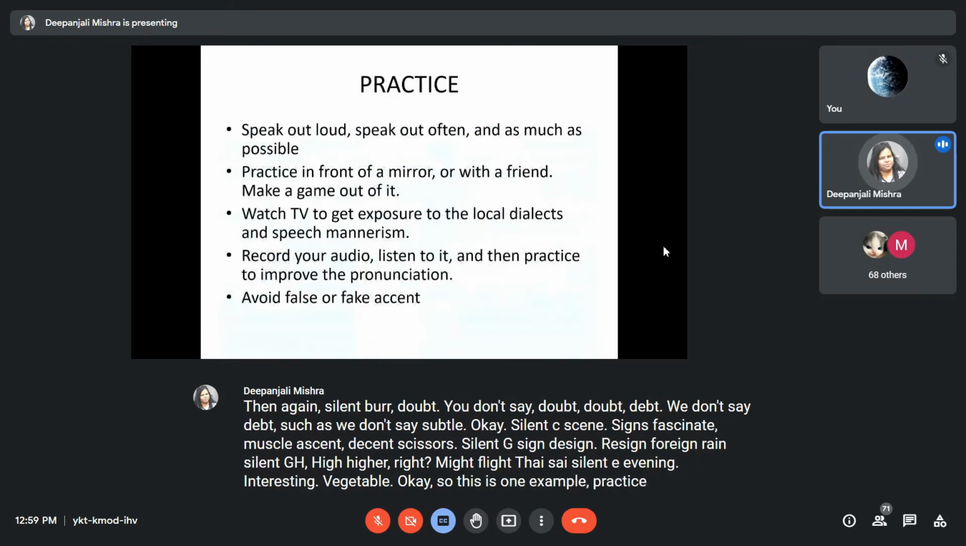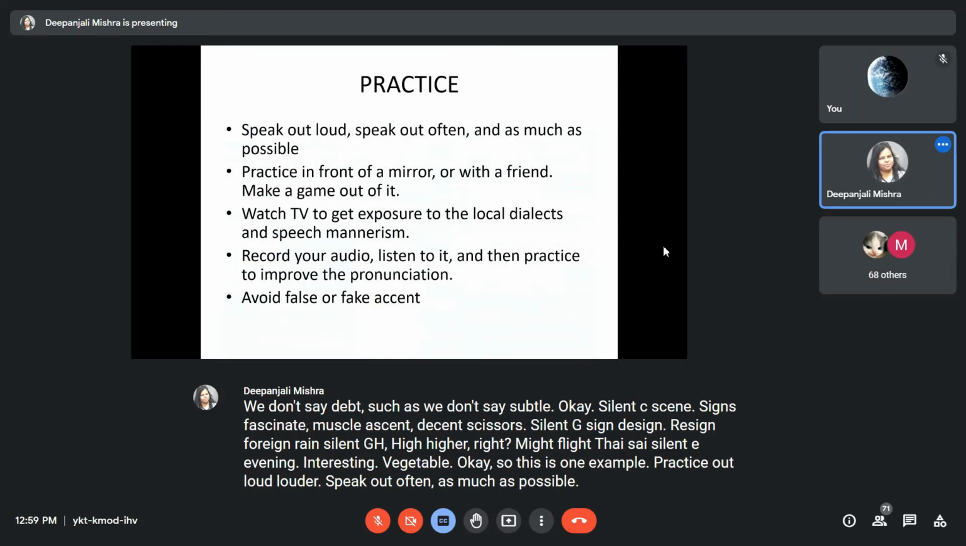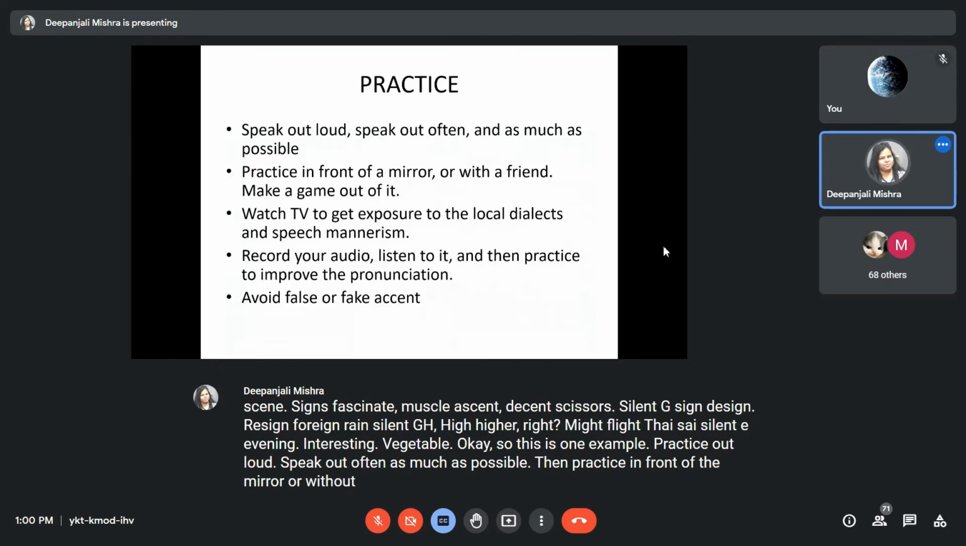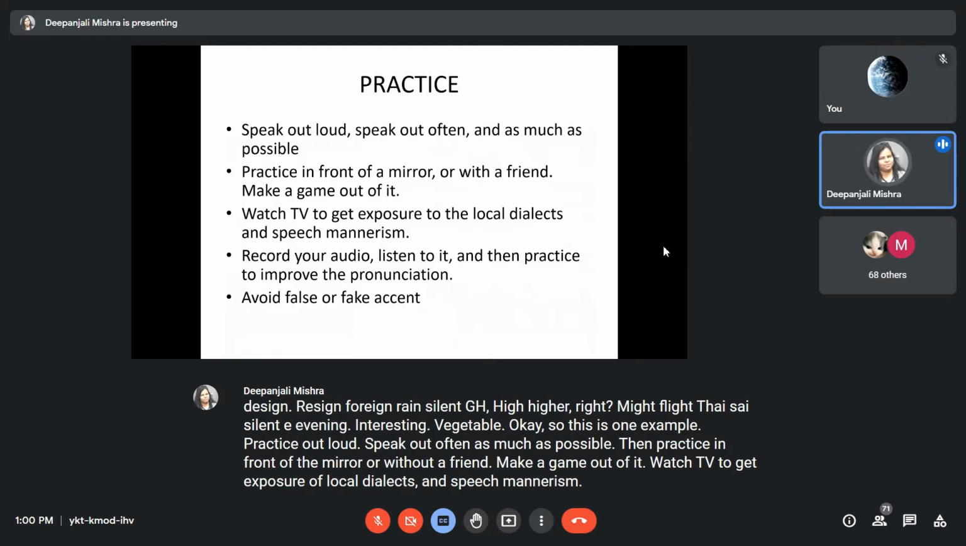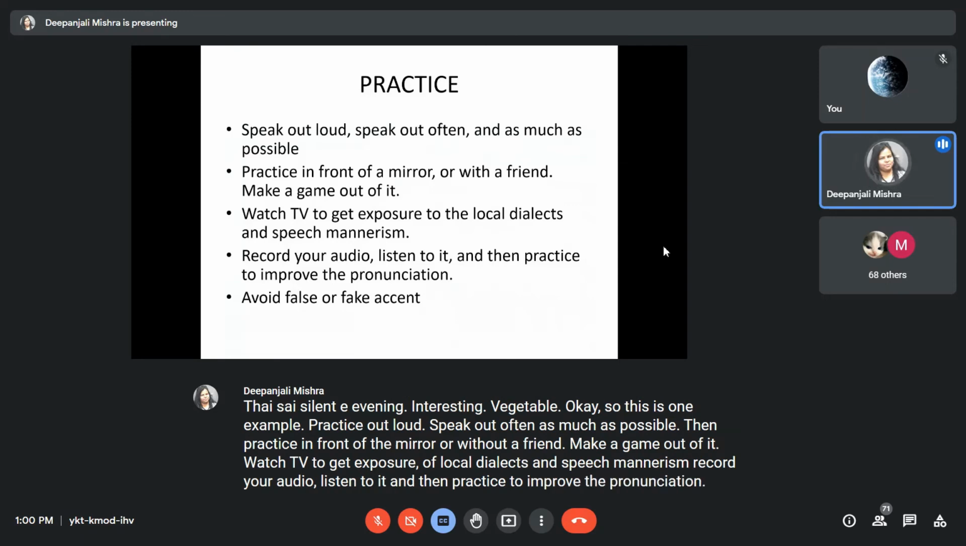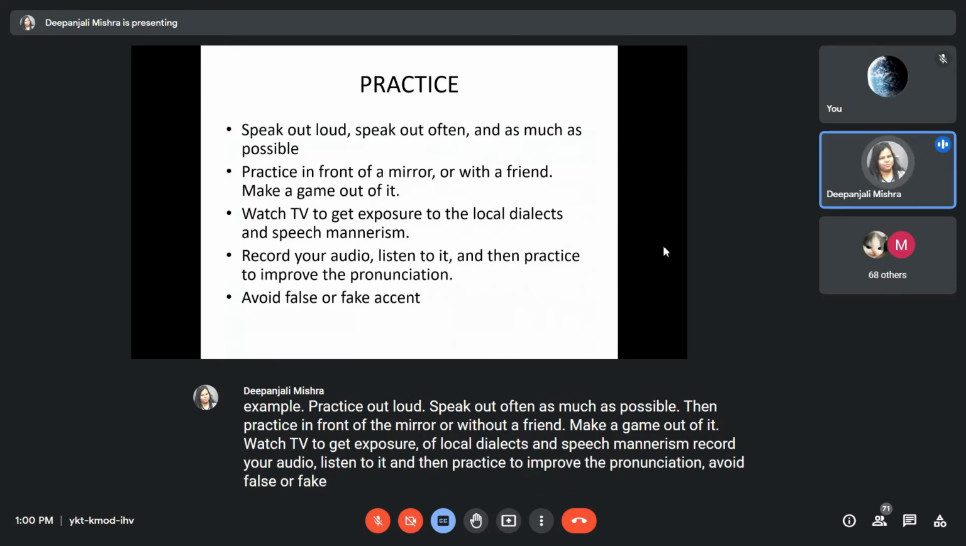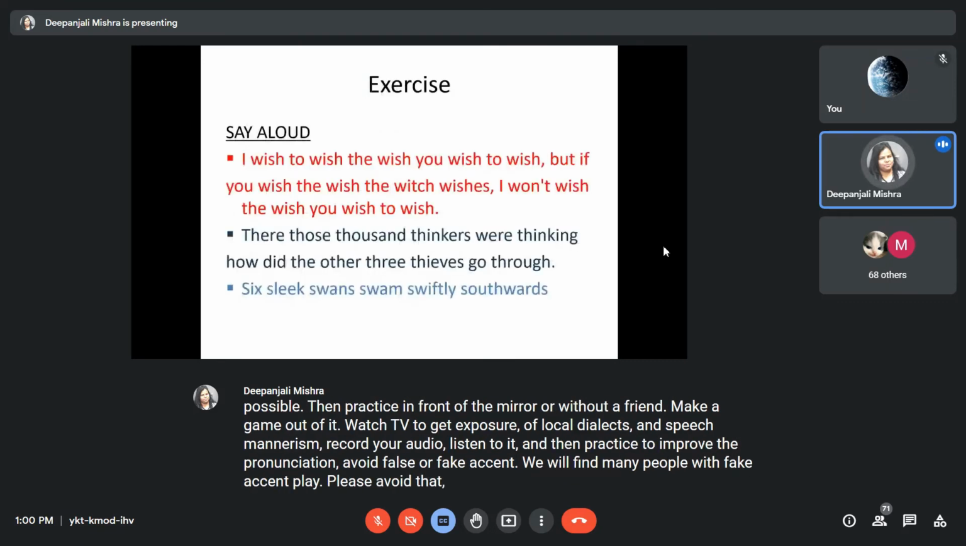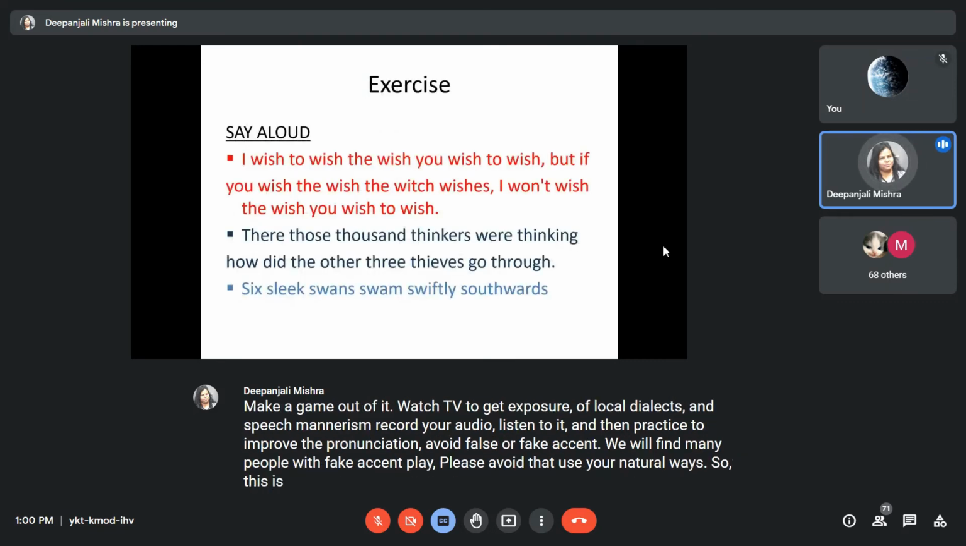Practice out loud, speak out as often as possible. Then practice in front of the mirror or with a friend. Make a game out of it. Watch TV to get exposure to local dialects and speech mannerisms. Record your audio, listen to it, and then practice to improve the pronunciation. Avoid a false or fake accent. We will find many people with a fake accent. Please avoid that. Use your natural ways. So this is saying aloud.